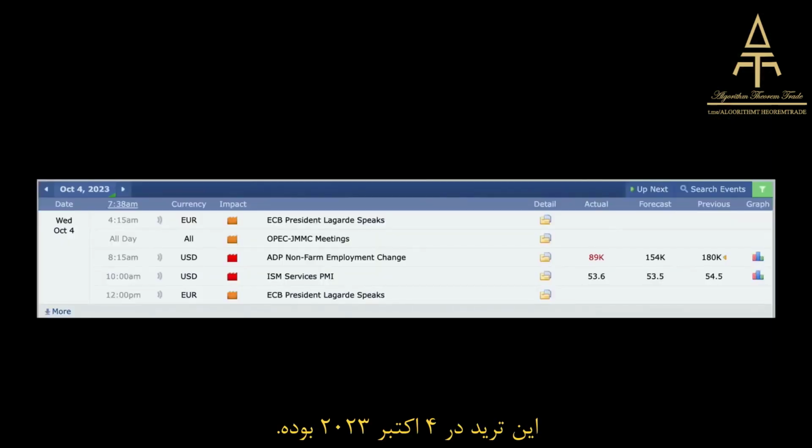The next trade we're going to break down was from the 4th of October 2023. As you can see, this was an NFP week and it was high impact news during the morning session. The trade was taken during the afternoon session.